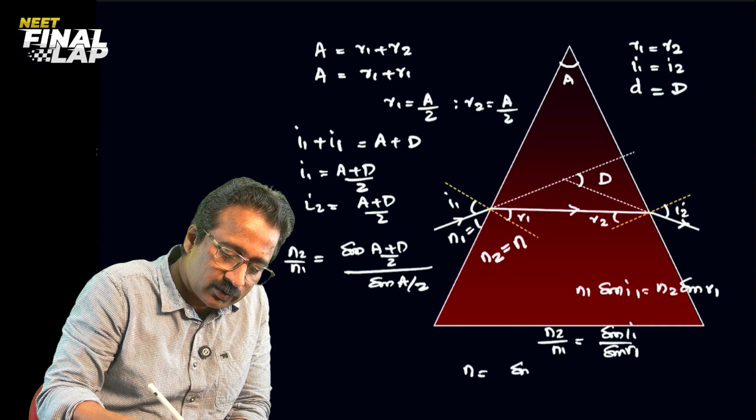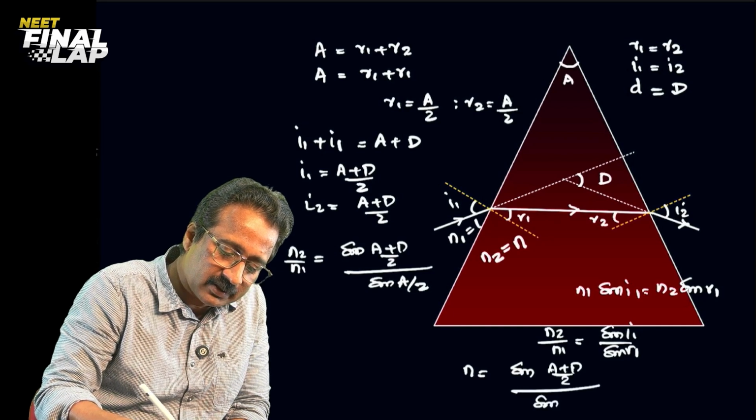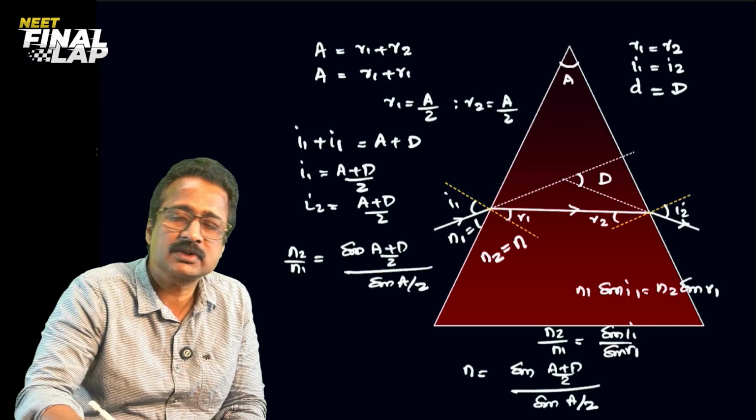N is equal to sin of (A plus D) by 2 divided by sin of A by 2. So these are equations you must always remember.